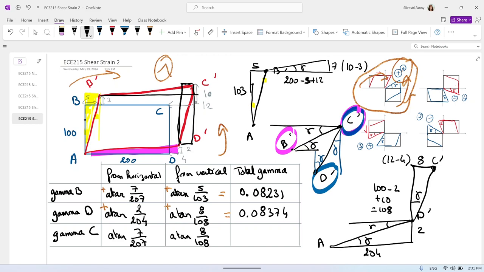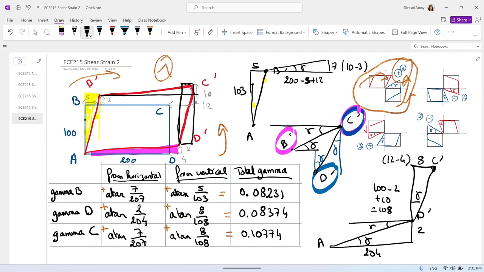So let's plug those numbers. 7 divided by 207 and 8 divided by 108. So first value will be 0.03380, second value 0.07394, and this is plus, and this is equal to 0.10774.